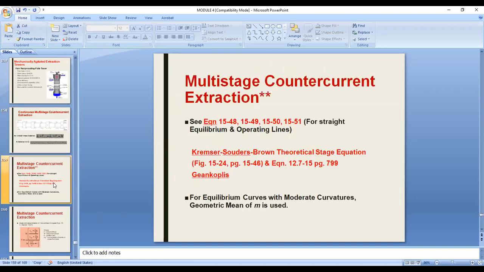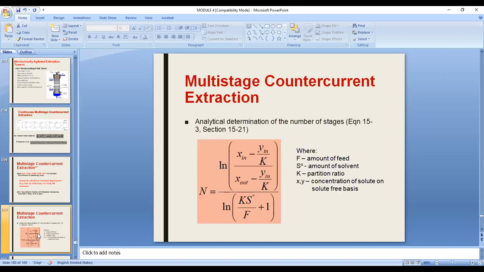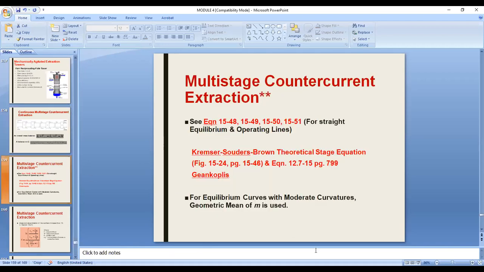And these are equations. These are the equations available in your handbook for straight, equilibrium, and operating lines. Equations that you will be using in determining the number of stages. Okay? You have also the Kremser-Souders-Brown equation, the theoretical stage equation. This is in John Copley's, but it has an equivalent in your handbook. These equations in your handbook.